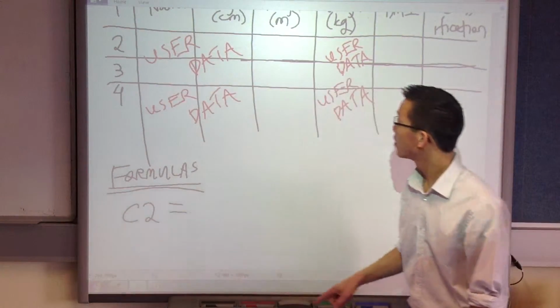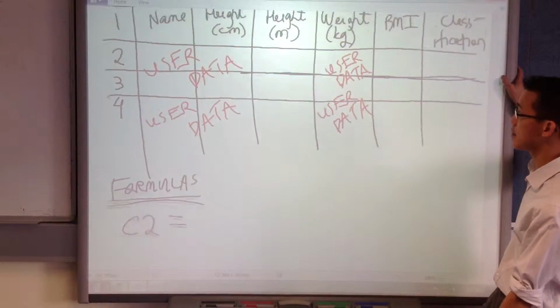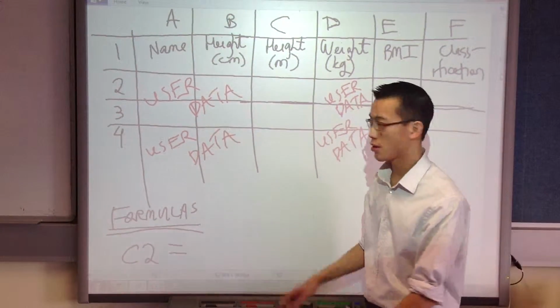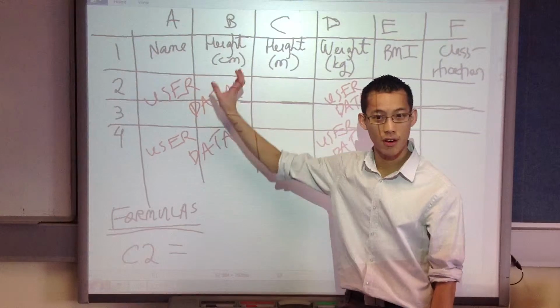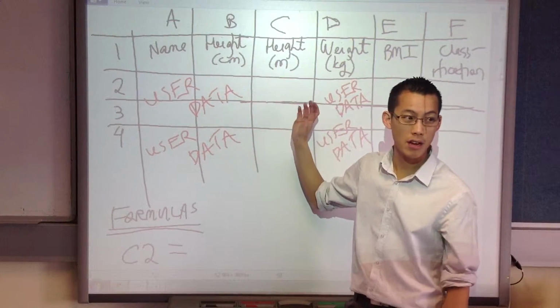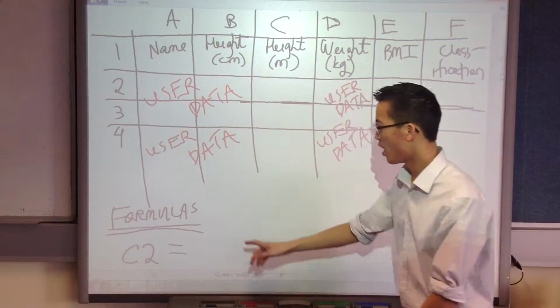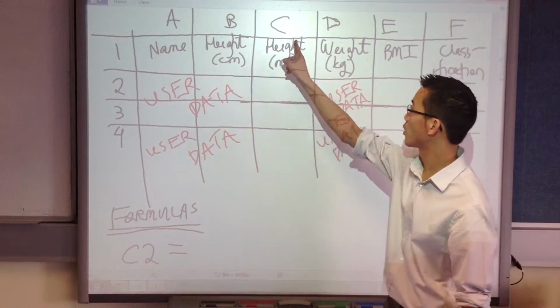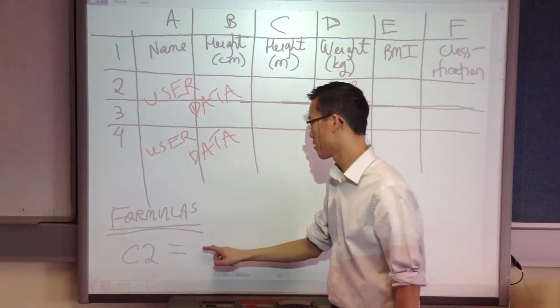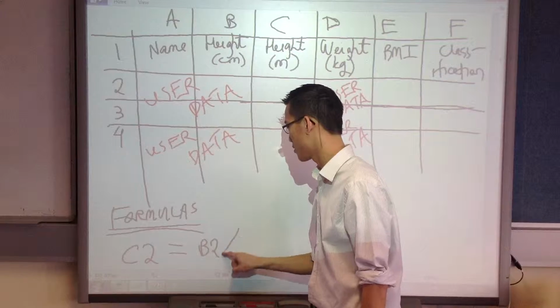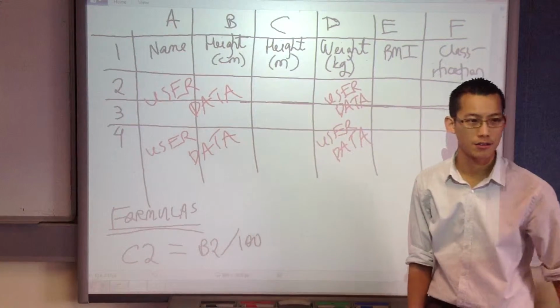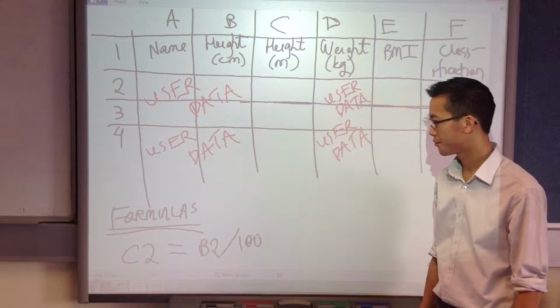So C2, remember I'm trying to convert from centimeters to meters, right? So I want to take these cells and divide by 100. That's all, right? So I'll say C2 is equal to, now look over, it's going to be B divide by 100. Does that make sense?